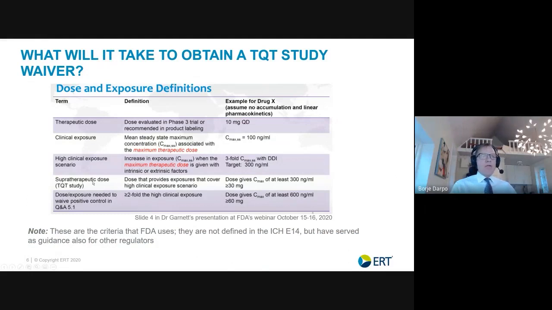Then what is here called the supratherapeutic dose would be higher than the 300 nanograms per mil level, whereas really high concentrations, or the concentrations needed to obviate the need for a positive control, would be twice the 300, so 600 nanograms per mil. This is generally the approach that has been used by FDA, but it's not all. It has served as a guidance for other regulators, but it's not yet written into the guidance, and its interpretation has varied from one regulator to another.